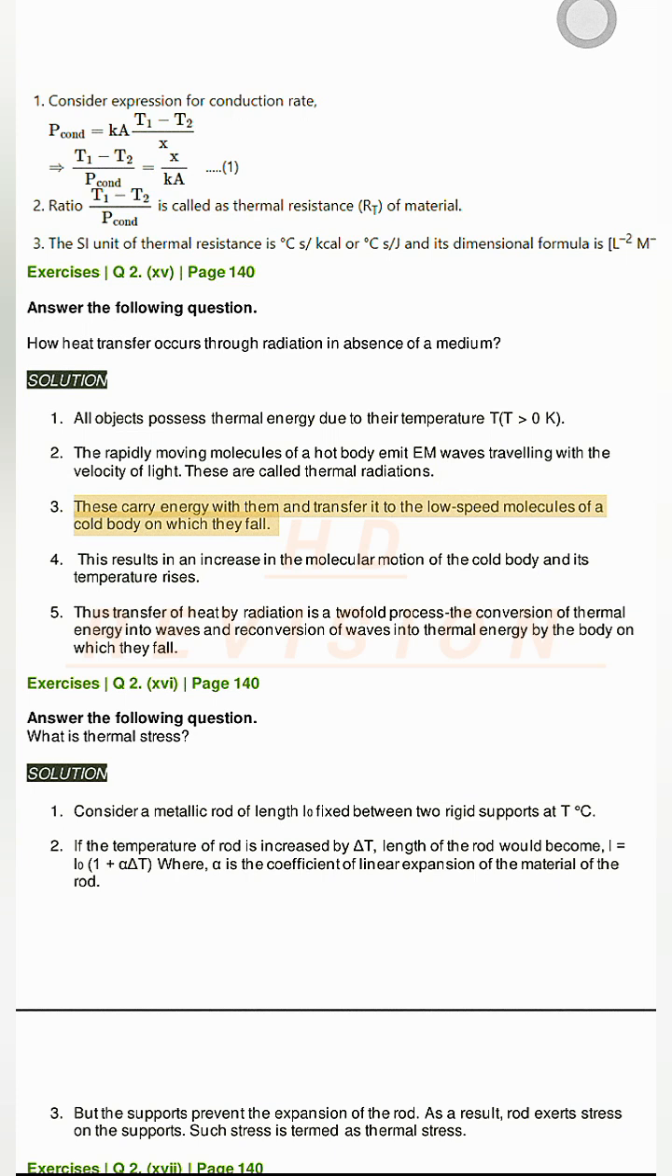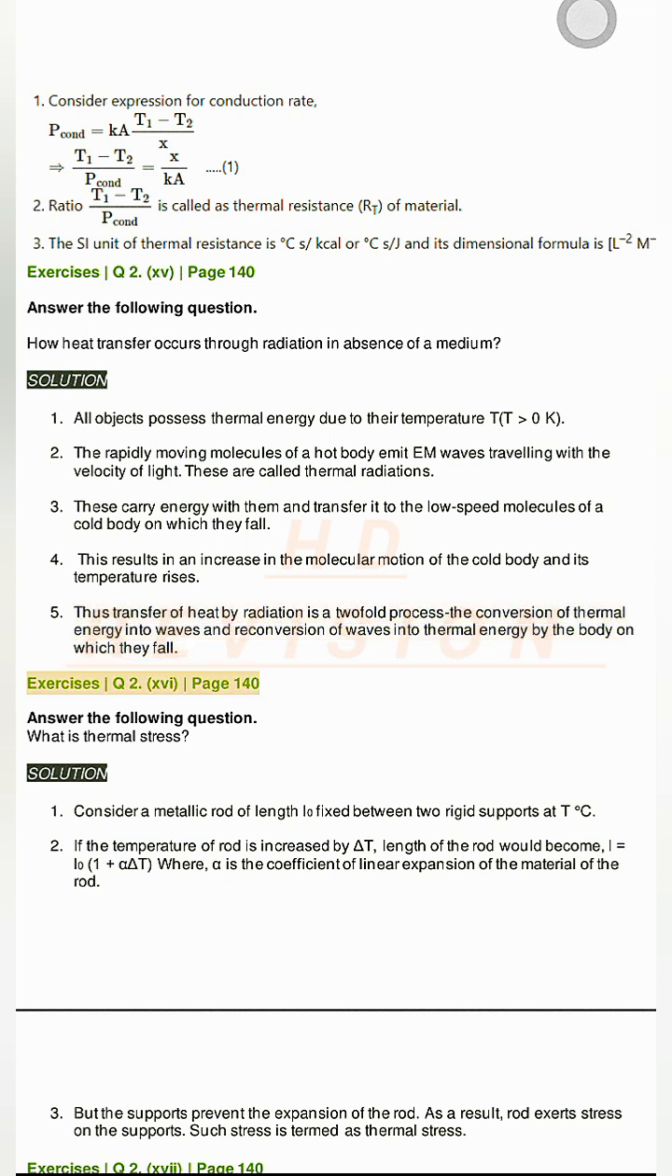3. These carry energy with them and transfer it to the low-speed molecules of a cold body on which they fall. 4. This results in an increase in the molecular motion of the cold body and its temperature rises. 5. Thus transfer of heat by radiation is a twofold process: the conversion of thermal energy into waves and reconversion of waves into thermal energy by the body on which they fall.